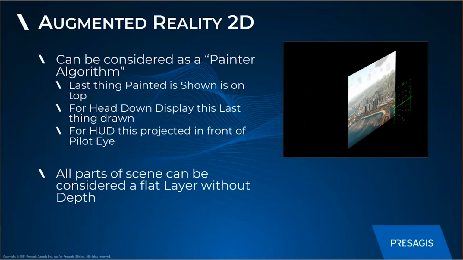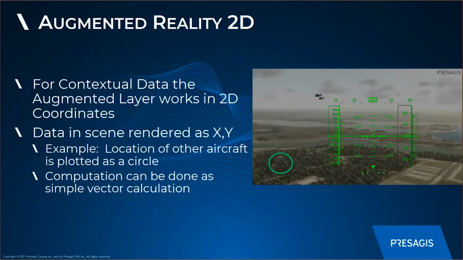For the head up display, quite often this is just projected in front of the pilot's eye, either via a piece of glass or kind of an eyepiece or something like that. But effectively, it's the same concept. We're overlaying and forcing it on top. And all parts of the scene can be considered a flat layer without depth.